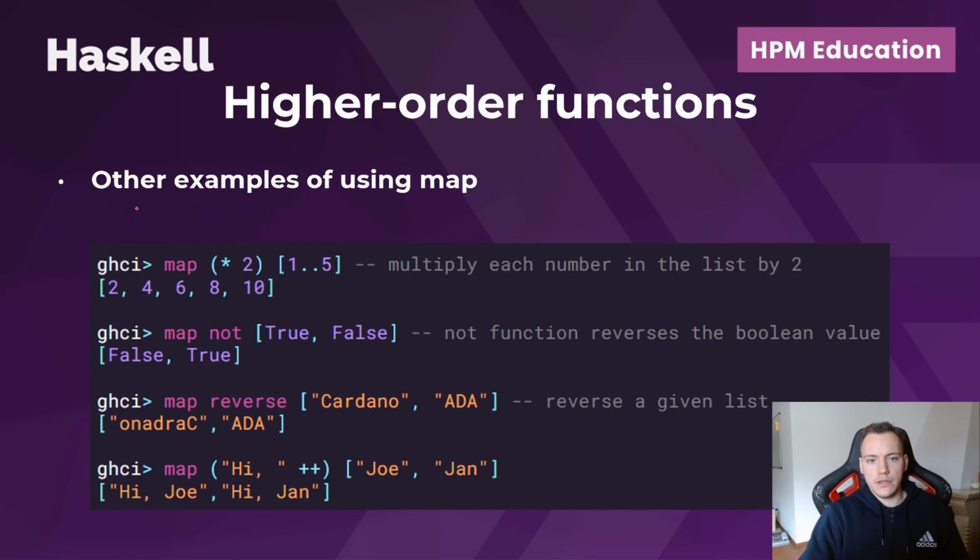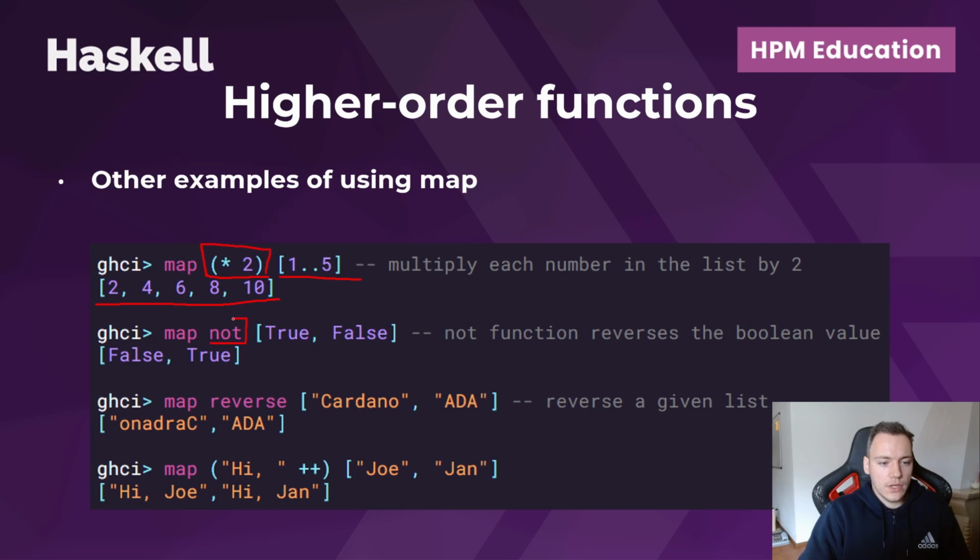Here we have some other examples using the map function. So always the pattern is the same, right? We accept a function and we apply it to some list or to each element of the given list. So in this case, this function is multiplied by 2. So every number in the list 1 to 5 is multiplied by 2. We get back 2, 4, 6, 8, and 10.